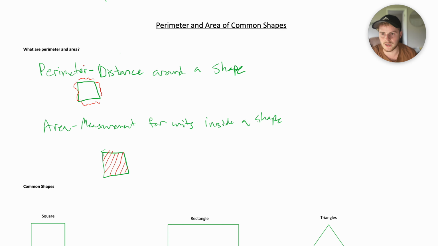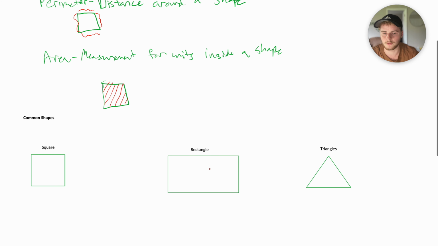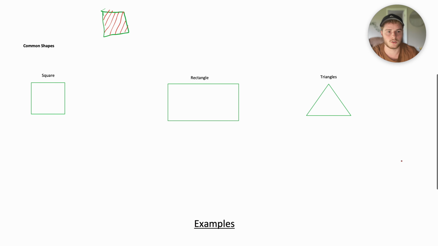So going over these two again, perimeter is the distance on the outside of a shape, and area is the measurement on the inside of a shape. So that's how those two differ from one another. Going over some of probably the three most common shapes you'll ever see in geometry, and I'll have more videos regarding other shapes. But to start, these are a great foundation.